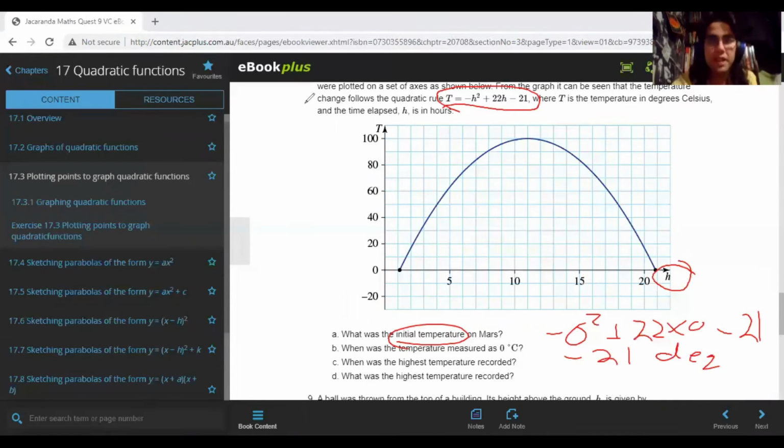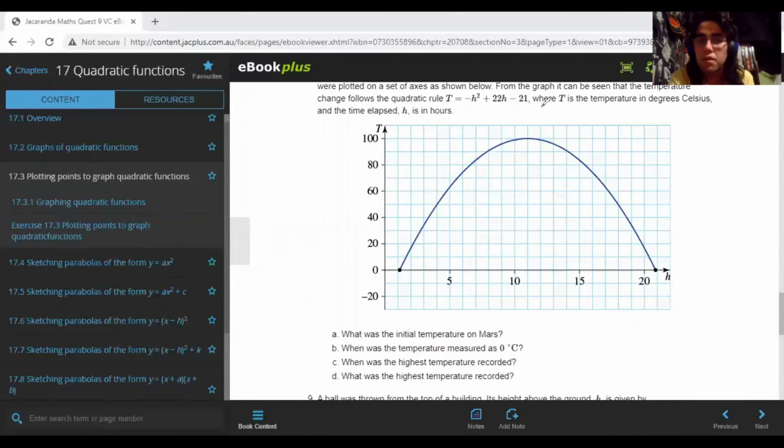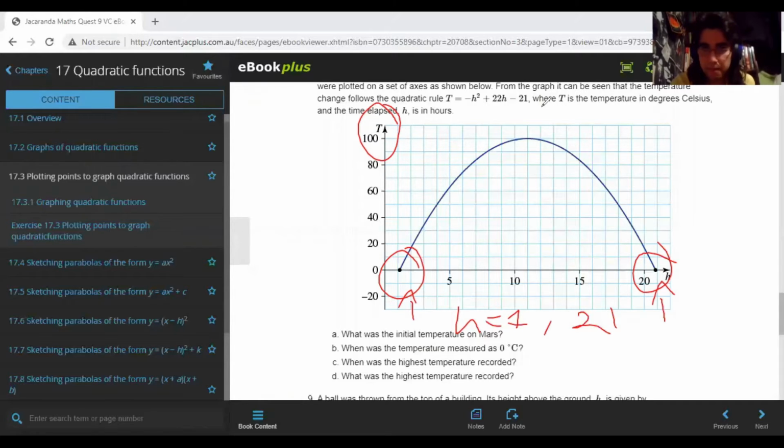Okay, but the second part of the question, it says, when was the temperature measured as 0 degrees? So again, the temperature is looked at on this axis, and we see 2 distinct points when it is 0. All right, so when it says when, we will need to reference the times. So the times at which it is 0 is when the hours equal 1 or when the hours equal 21.